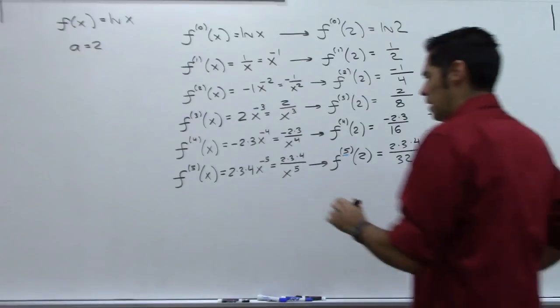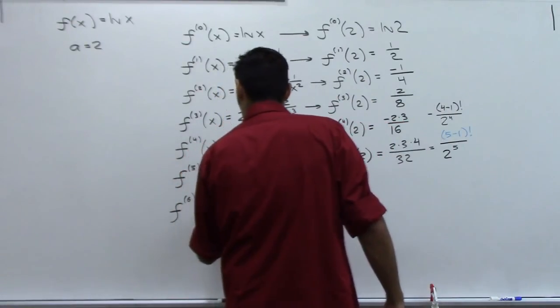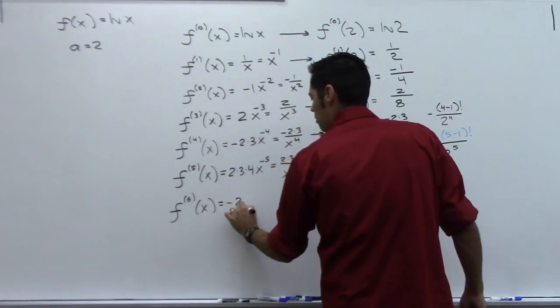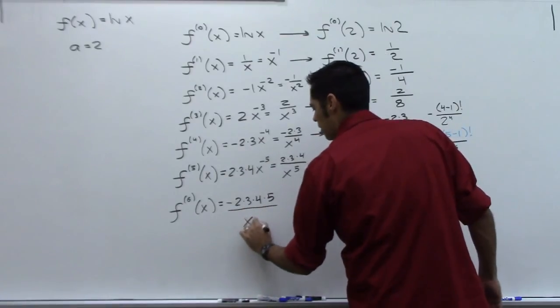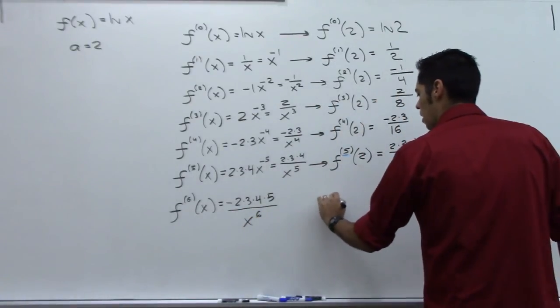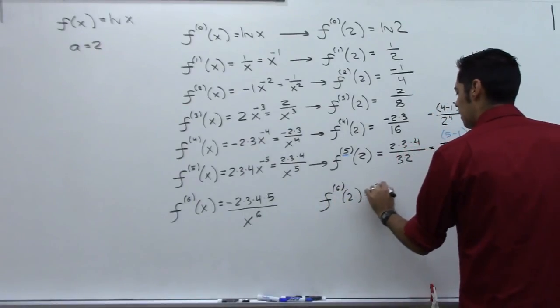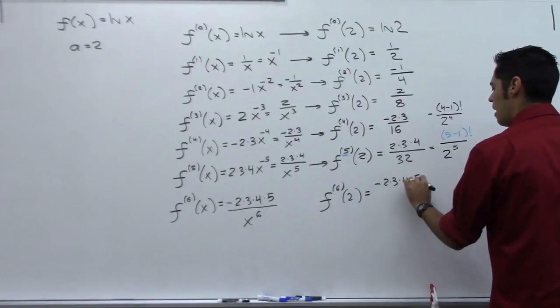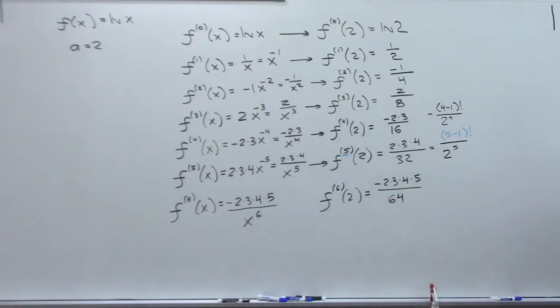So what would the next one be? If we did the 6th derivative, we would get a negative 2 times 3 times 4 times 5 over x to the 6th. So when we plug in 2 into this, we get negative 2 times 3 times 4 times 5 over 64. So you can see it's following the pattern that I just mentioned.